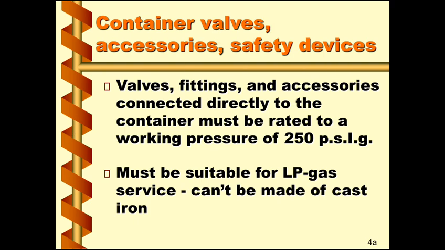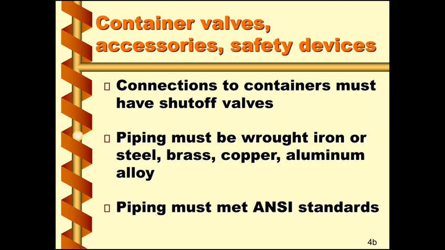Valves, fittings, and accessories connected directly to the container must be rated to a working pressure of 250 psi, and must be suitable for LP gas service. They should not be made of cast iron. Connections to containers must have shut-off valves, and piping must be wrought iron, steel, brass, copper, aluminum, or alloy. So these are the piping materials that should be used for the supply of gases. And piping must meet ANSI standards.